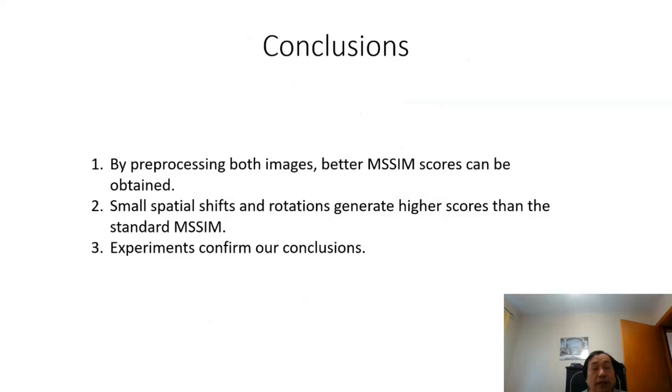Now, I'd like to present our conclusion. By processing both images, a better MSSM score can be obtained. Small spatial shifts and rotation angles generate a higher score than the standard method with our method. Our experiment confirmed our conclusion as well. Thank you very much.